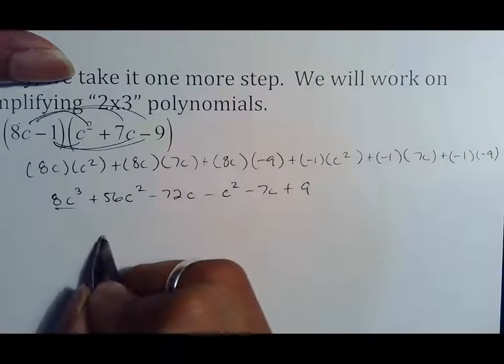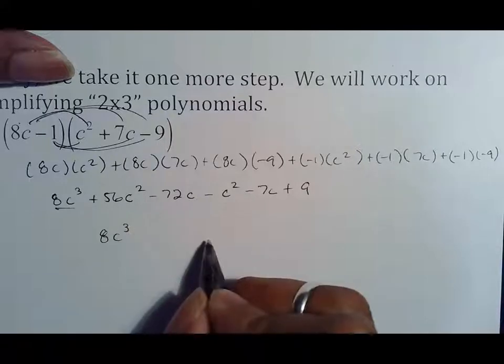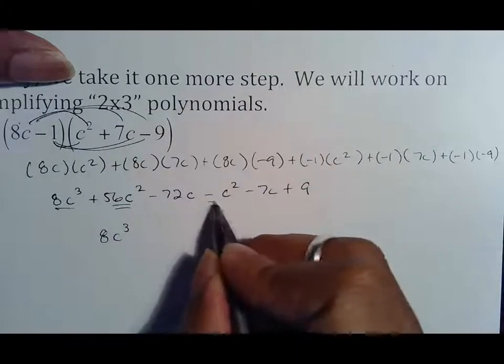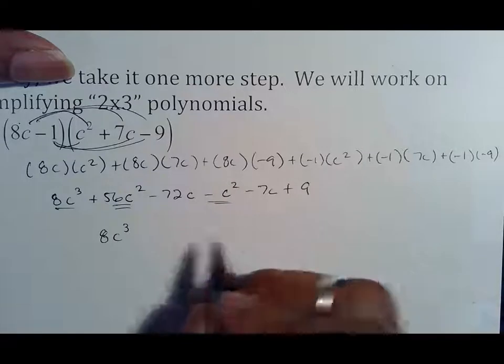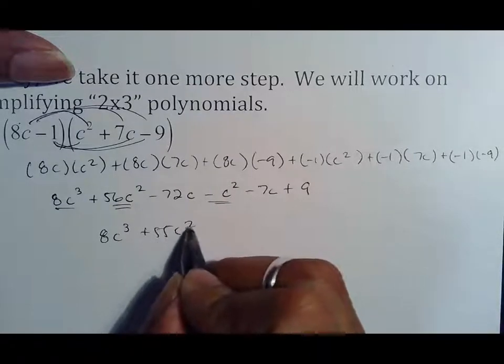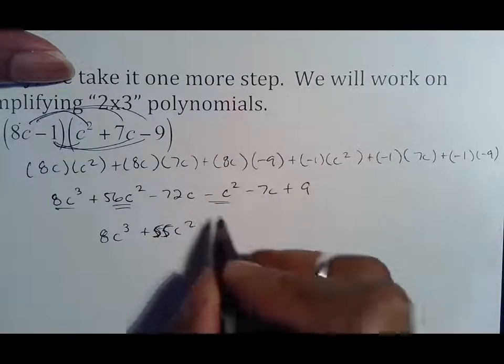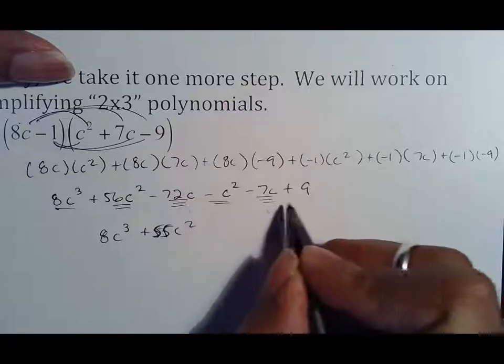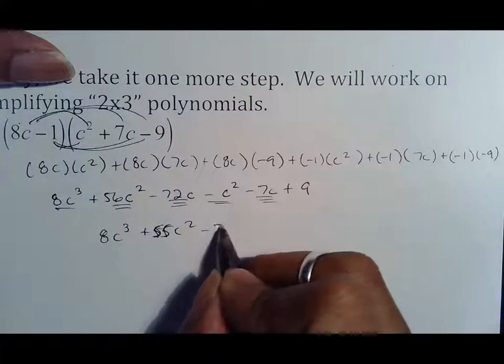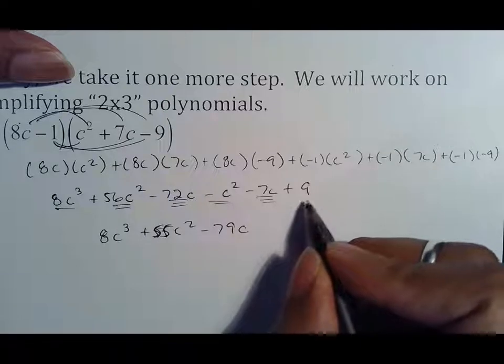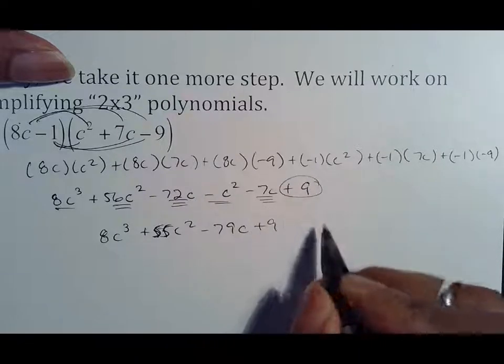There's only one 8C to the third, so it comes on down. C squared here, C squared there. So plus 55C squared. Then C, negative 72 minus 7 is negative 79 because they both work together. And then the plus 9 just comes down.